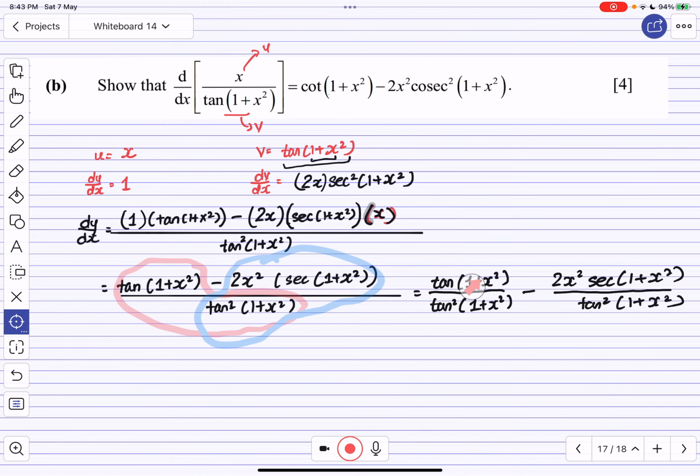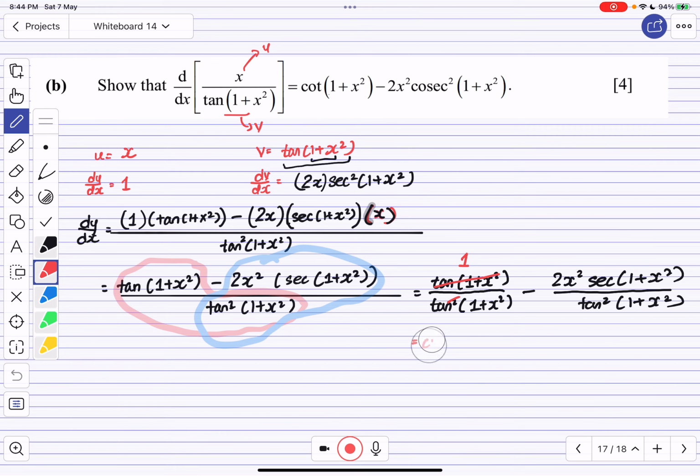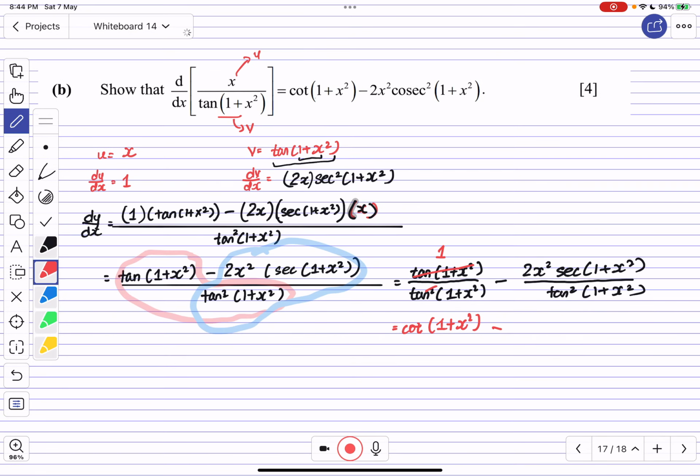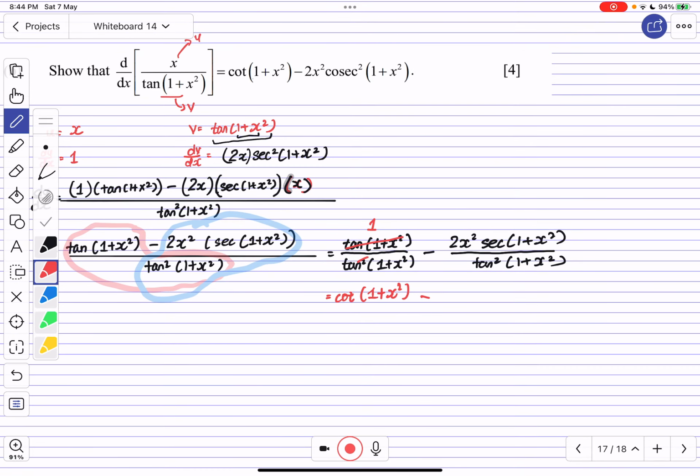The one on the left is easy because tangent over tangent squared, I can simply cancel out a very nice common factor. It gives me 1 at the top and tangent at the bottom. Looking at the endpoint, you can see straight away that 1 over tangent is none other than cotangent. Now the other side looks a bit complicated, but I have my 2x² already laid out for me. So I just want to show that secant over tangent squared is going to give me cosecant squared. So what do I do next?